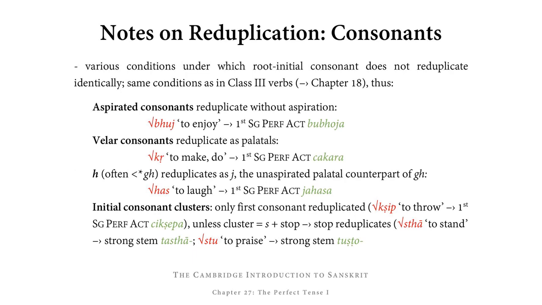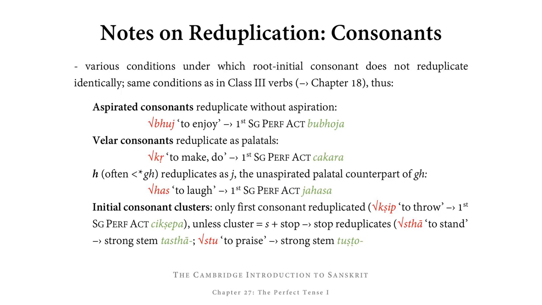As was mentioned earlier, the formation of the reduplicative syllable isn't always straightforward, and that's because there are various conditions under which root initial consonants do not reduplicate identically. Those conditions are the same that we also found in class 3 verbs introduced in chapter 18, but still let's just go over them once more. First of all, aspirated consonants reduplicate without aspiration.